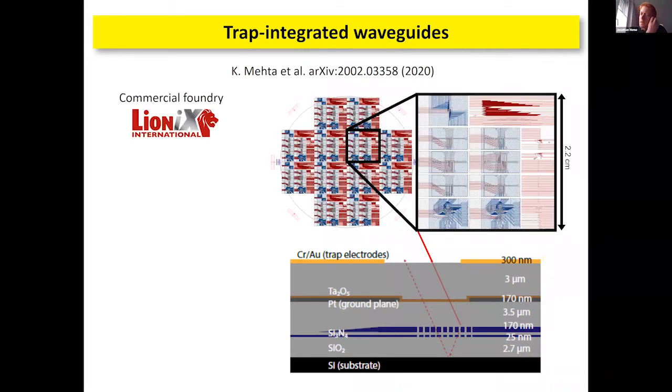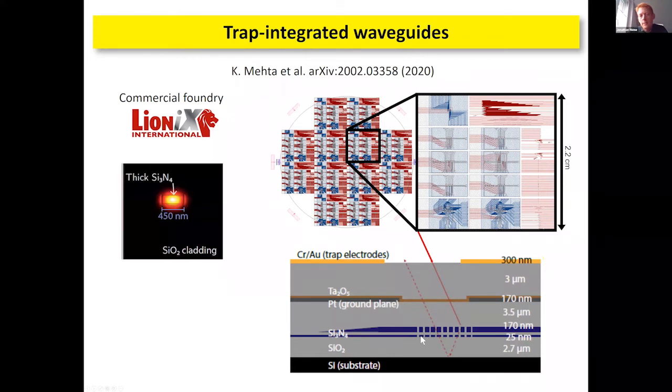So Karen then started to work with this commercial foundry in the Netherlands called Lionix. A nice aspect of that is that they really work on a wafer and produce for you a large range of designs of different types of chips that you can try. The other thing that Lionix had, which was very nice, is this ability to do what they call triplex technology, multi-layer silicon nitride patterning.